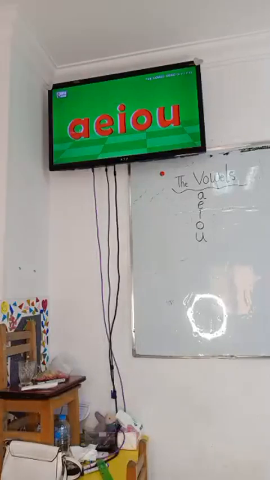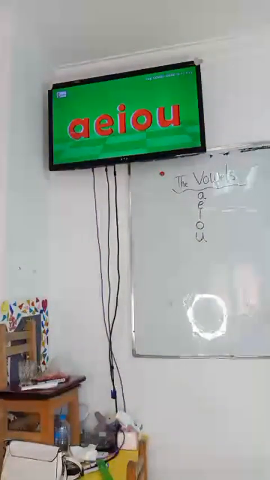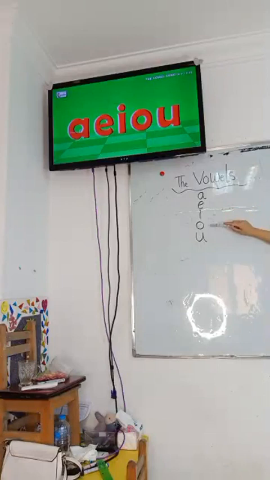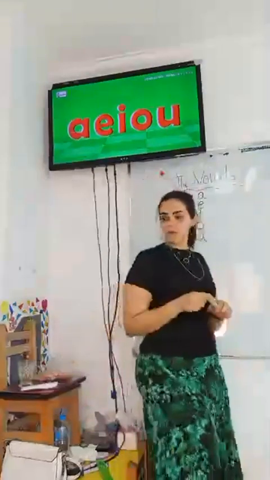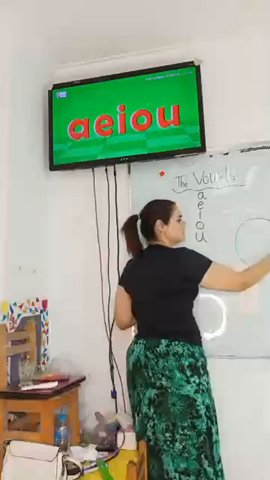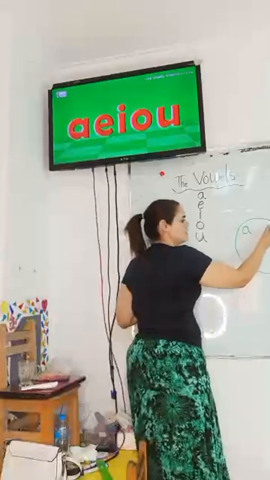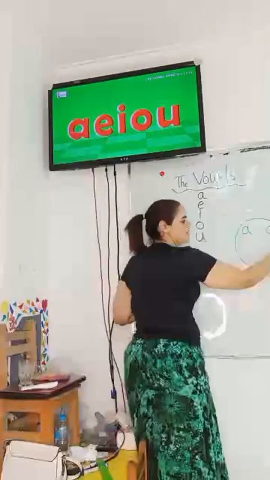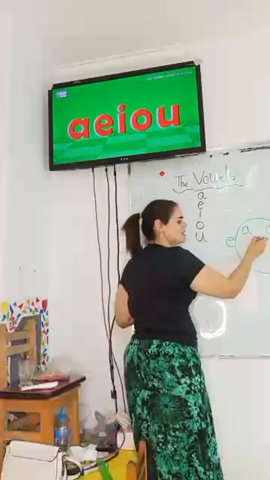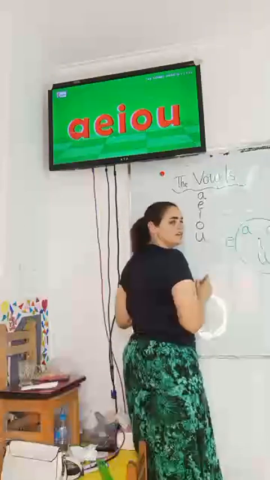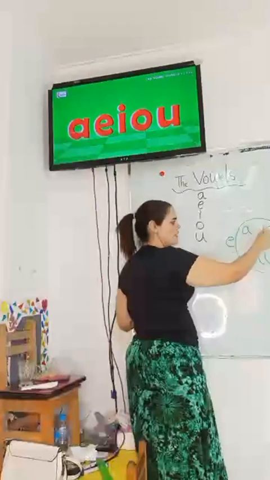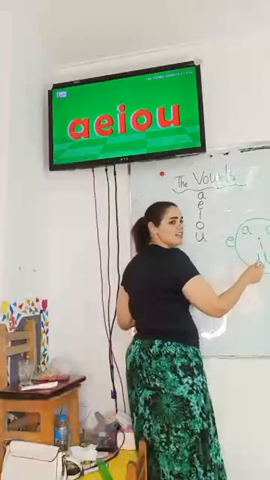So, what are the vowels? Again, let's say, what are the vowels, Malik? A, E, I, O, U. Okay, I'm going to draw Mr. Vowel face. What is this letter? O. Okay, what is this letter? A. And what is this letter? E. And what is this letter? I. And what is this letter? U. So we have O, A, I, E, U.